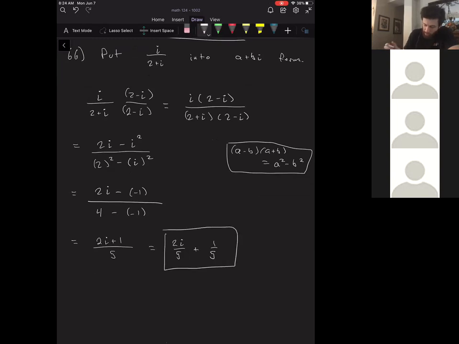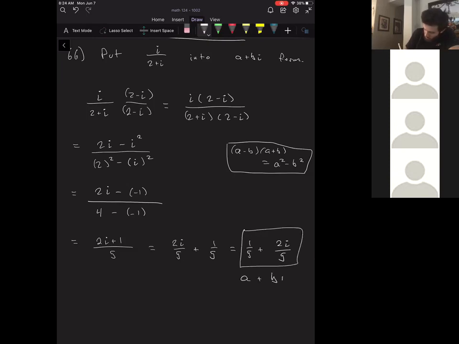So notice this is in a plus bi form. Let's write this backwards. So this is actually equal to 1/5 plus 2i divided by 5, just writing it in the reverse order. So this piece right here is in our a plus bi form. And the way we put it in a plus bi form is by doing this step right here, where we take the bottom, change the sign, and multiply the top and the bottom by it. So let's do several more of those.